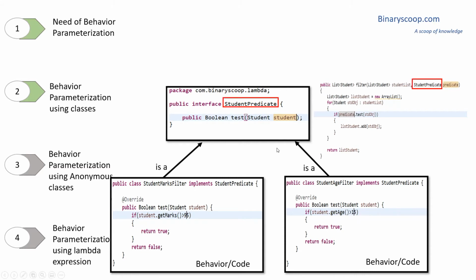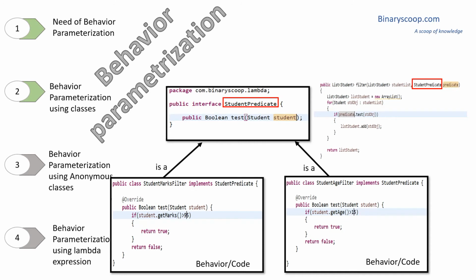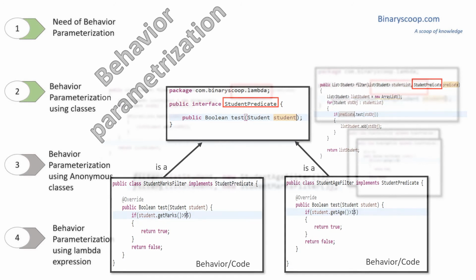Moreover, we can notice that student predicate is a type parameter of the filter method. Therefore, any object, student marks filter or student age filter, can be passed to the predicate object. In other words, we can say that the code of the test method can be passed to the predicate object. This is called behavior parameterization. We will study more about behavior parameterization in the next slide.